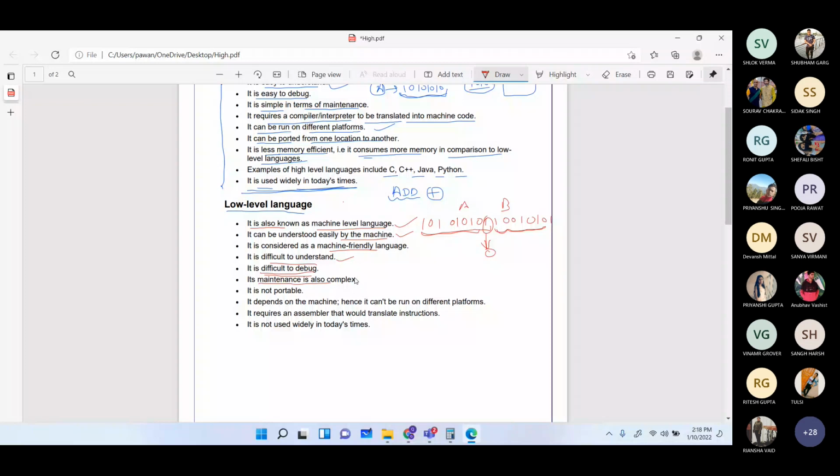Its maintenance is also complex, because let us suppose there is a machine engineer who knows the binary language, but still the maintenance is very complex. If he wants to make some sort of correction in this, it will require high skills and a very complex process. It is not portable also. It depends on the machine, hence once it is run on one machine, it cannot be easily transferred to another machine, hence it can't be run on different platforms.